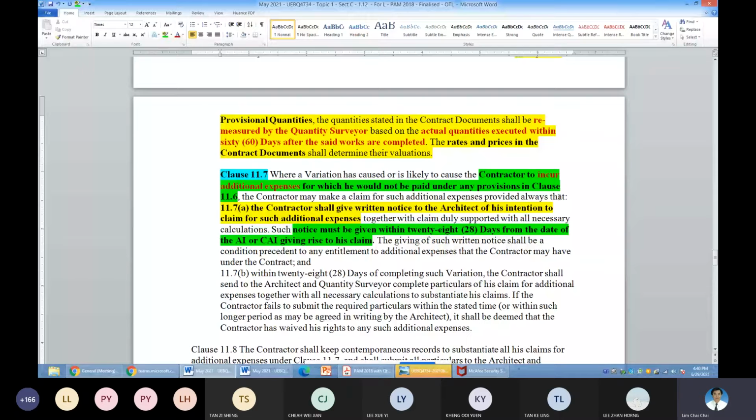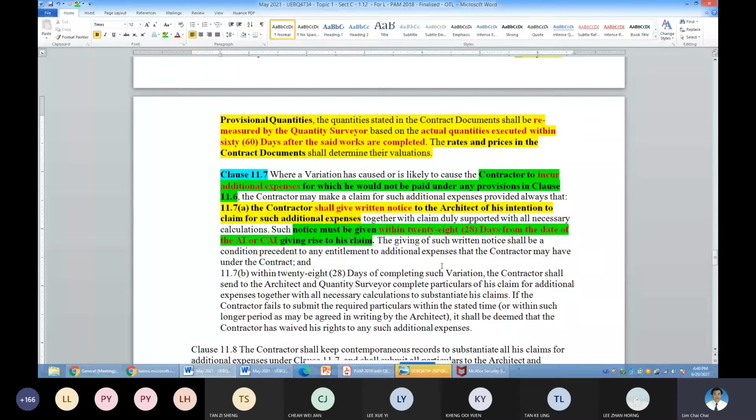Shall means must. There's no two ways about it. Shall here means must. To the architect, intention to claim. When? Within 28 days from the AI or CAI and not from the completion of the work. A lot of them got caught. Completion of the work, then submit. Then the architect or the QS brings this clause 11.7 up. It's already over 28 days. Your rights are going to be extinguished.